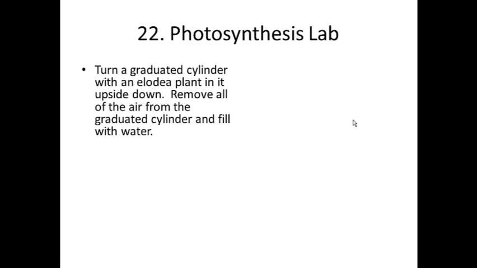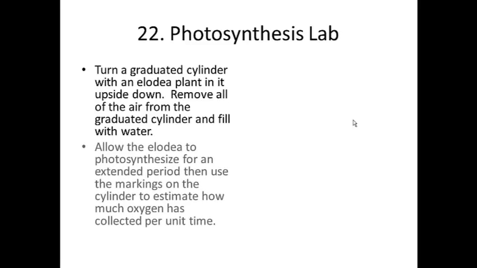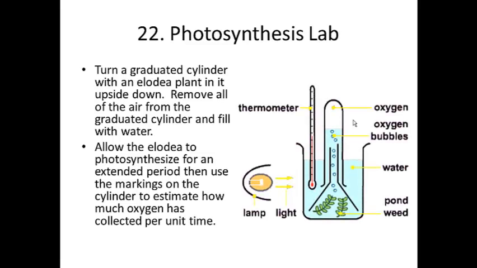So, a way that you could measure this is with a water plant. If you take a water plant, an Elodea, and you put it into a graduated cylinder, and you can turn it upside down, as that plant photosynthesizes, it creates oxygen. So if you leave that cylinder on top of it and you remove all the air, the only gas inside of that after an extended period of time would be oxygen. So you can figure out how much oxygen was collected over an hour or over a day or whatever, and use that to figure out the rate of photosynthesis.